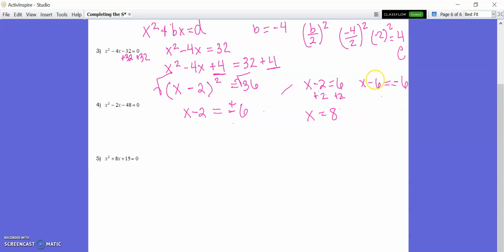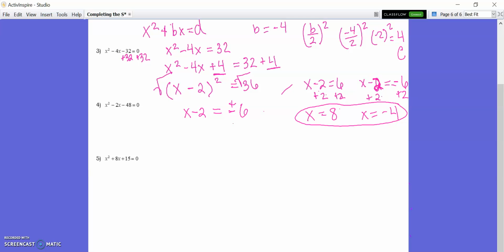Oh, I wrote this wrong. This should be x minus 2 equals negative 6. Then I'm going to add 2 to both sides, and I'll get x equals negative 4. So I have two solutions there. My two roots, my two zeros.